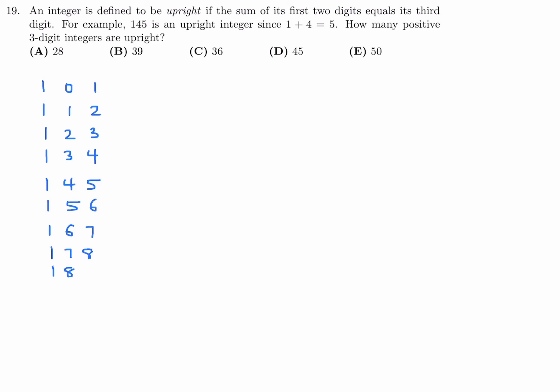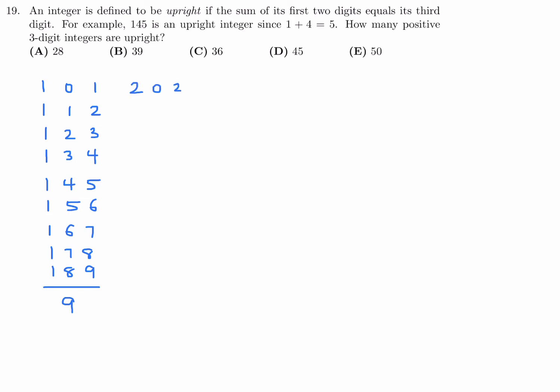178, 189, and I think that's it. 189 is when it ends, because 19 would be 1910, and you can't have that. So how many did I get here? 1, 2, 3, 4, 5, 6... I got 9. Okay. So the first digit, let's try 2.